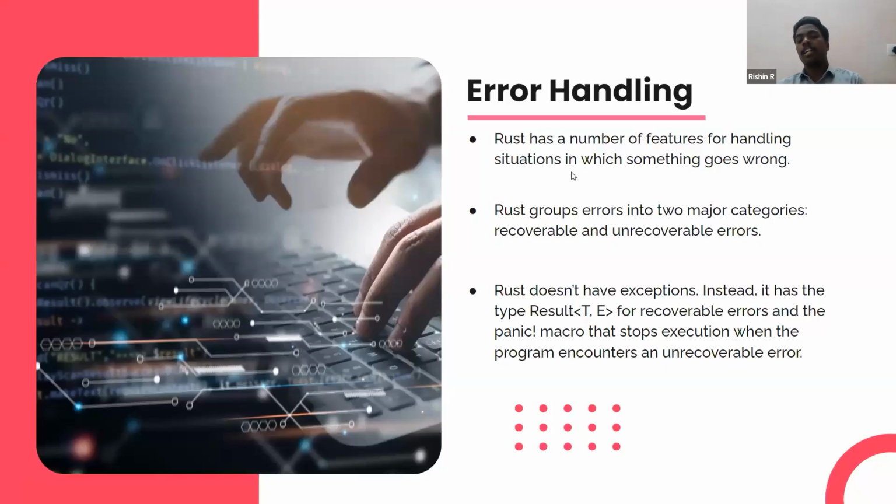What is error handling and what are the different error handling measures that Rust actually takes into consideration? The first thing about errors is, what is an error? Basically, an error is something that we do not expect to happen during the execution of a program or a production level software.